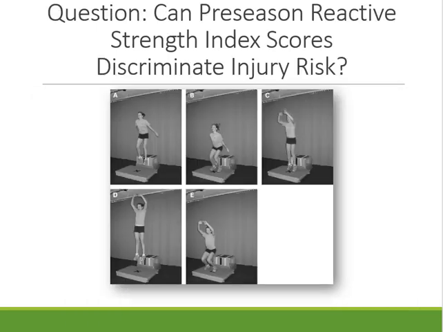For those of you who aren't familiar with the reactive strength index, the drop vertical jump is one way that you can assess this, either with arms free or hands on hips. And what we're seeing here is the individual dropping down and trying to explode up as high as they can. So the reactive strength index is essentially a measurement of explosiveness or plyometric ability.